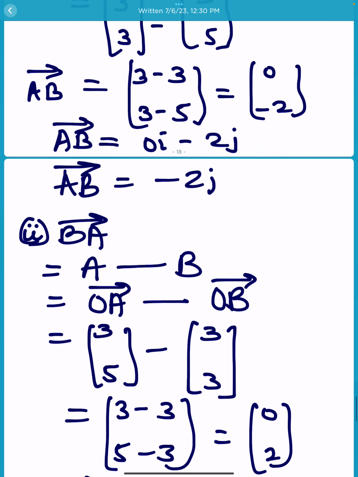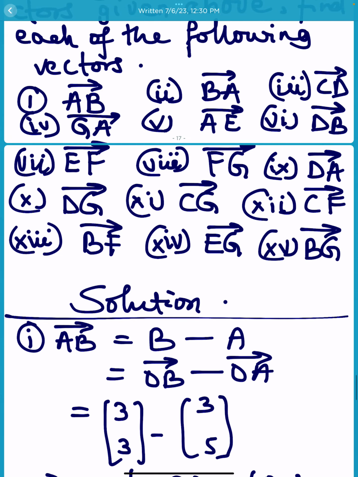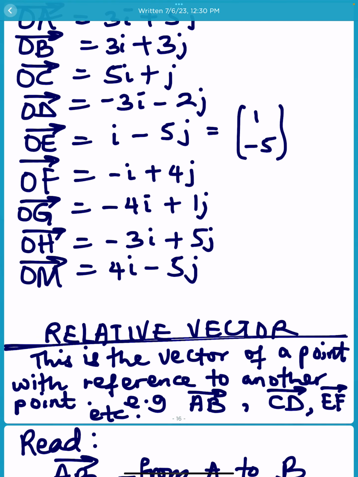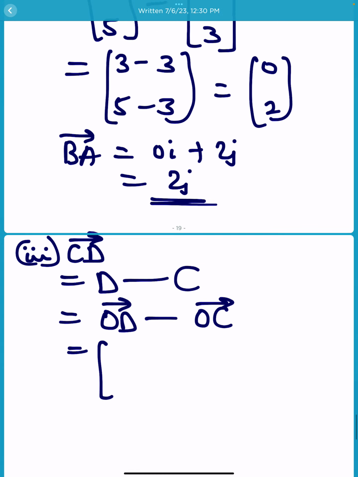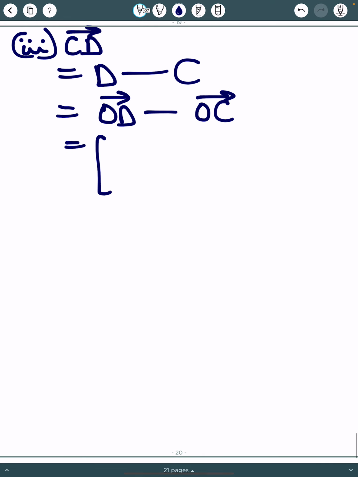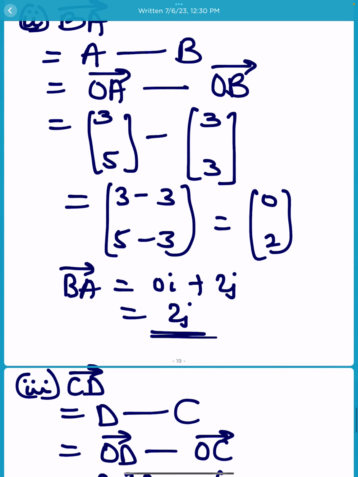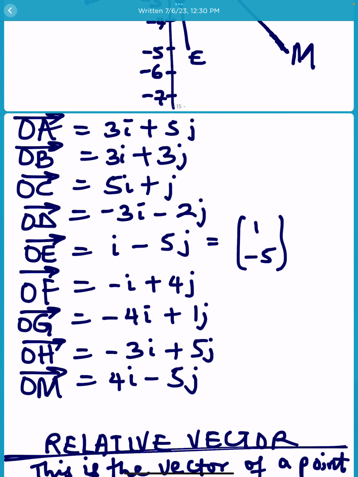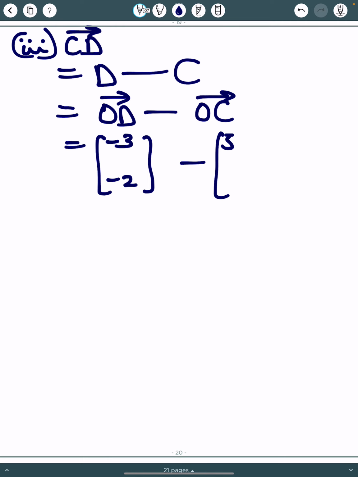What's the position vector of D? OD is the position vector of D. Vector OD from my diagram, let me check, is minus 3i minus 2j. So I'll put that down here: minus 3i minus 2j minus OC. OC is 5i plus 1j. So I put the two together.